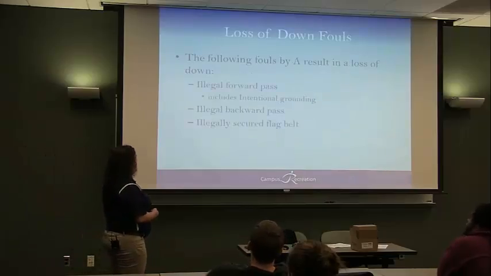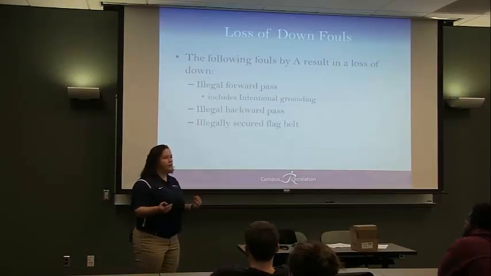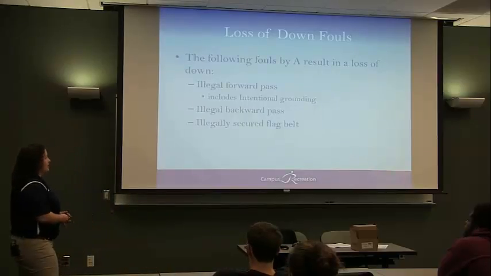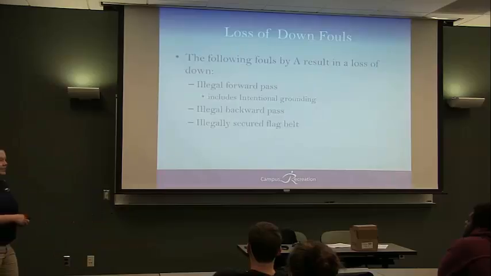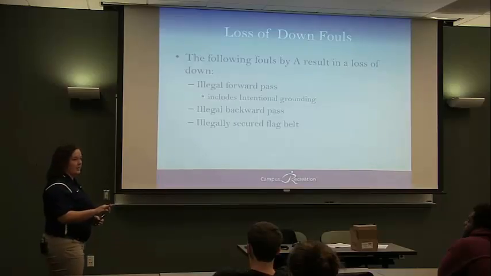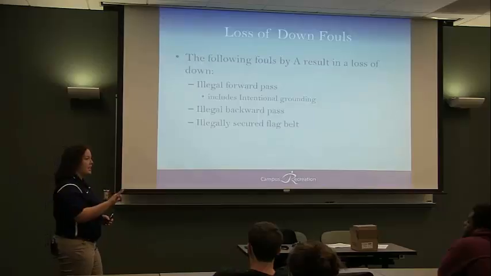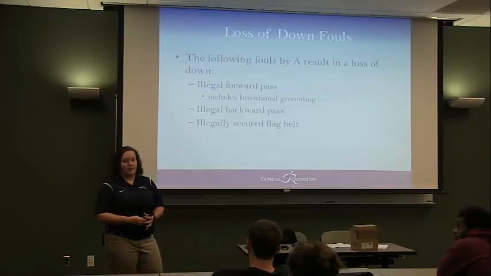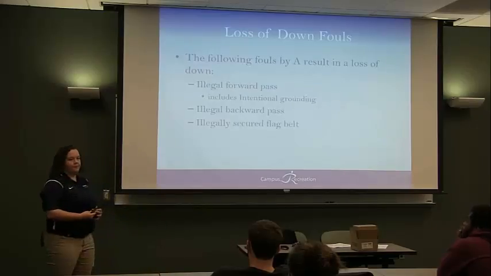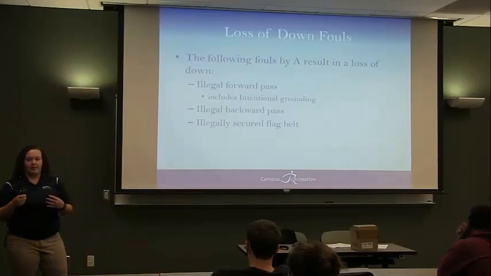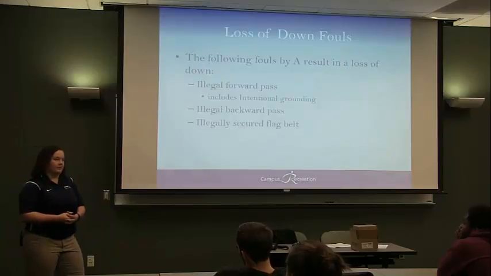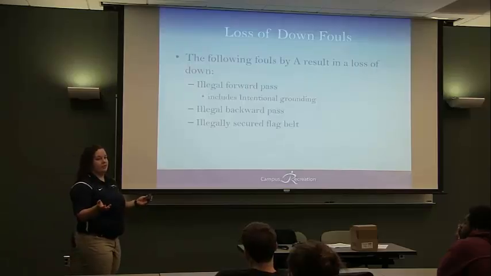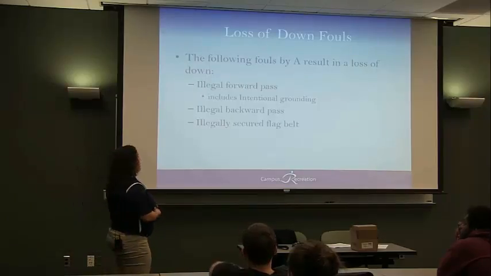Loss of down penalties. So, we have our illegal forward pass. That is a loss of down penalty. And for these loss of down penalties, if it is third down, again, remember, we don't have 4, we have 3. If it's third down, offensive throws illegal forward pass, what happens? It's third down, they lost the down. Turnover. They don't have any more downs to give, so now it is automatically the other team's ball.